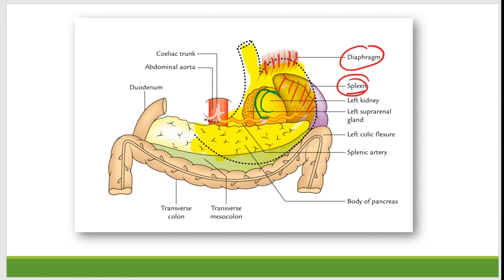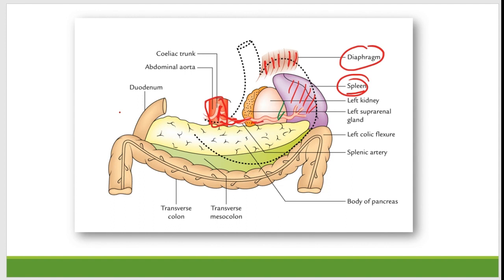So this is the left kidney. Understand? And above the kidney, which gland is present? The suprarenal gland is present. And one more thing is an artery here. So this is the abdominal aorta. The abdominal aorta gives a trunk known as the celiac trunk, and the celiac trunk gives a branch which goes to the spleen, supplying the spleen, and it also supplies the stomach.